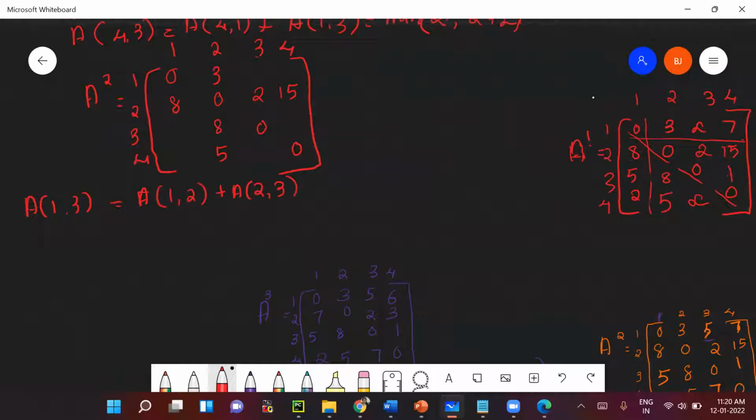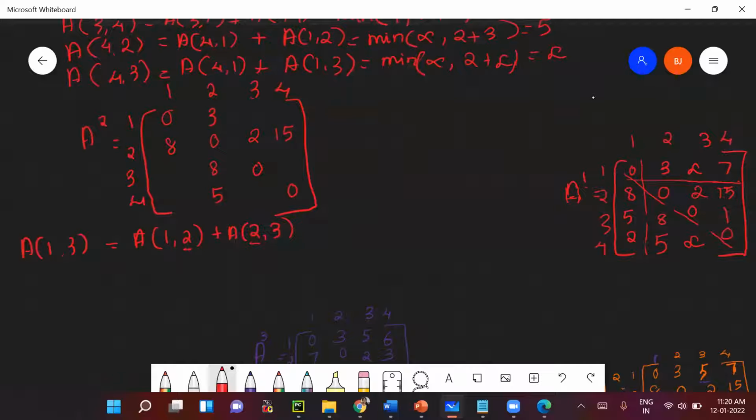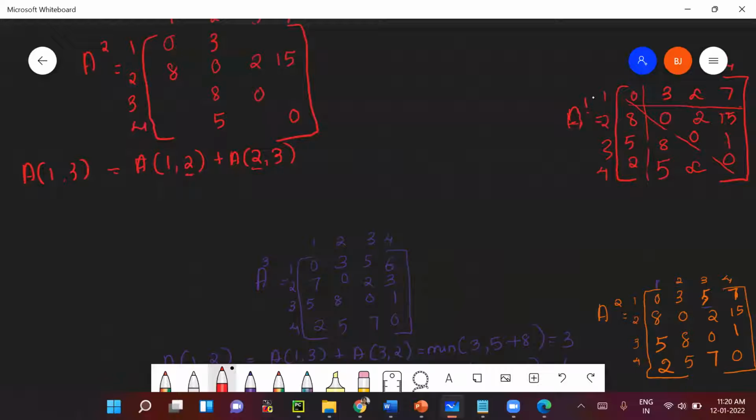Now in this we are making 2 as an intermediate vertex. In the previous step we were splitting and writing using 1. Listen here, 4, 3 we were splitting it as 4, 1 plus 1, 3. Here we are using 2 as an intermediate vertex. A1 we have already constructed using 1 as an intermediate vertex. Now we are going to find a shortest path using 2 as an intermediate vertex. So in effect we will be getting the shortest path using both vertex 1 and 2.